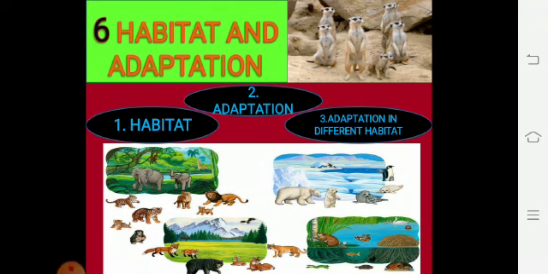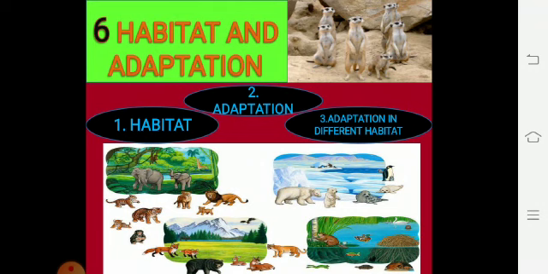So let's start our new chapter 6, Habitat and Adaptation. So what is habitat and adaptation? Students, habitat means a place of living where all the living beings will live together. And they will get their basic needs like food, water, shelter, meaning home, adequately. And by getting their living place they can reproduce their young ones to increase their generation.